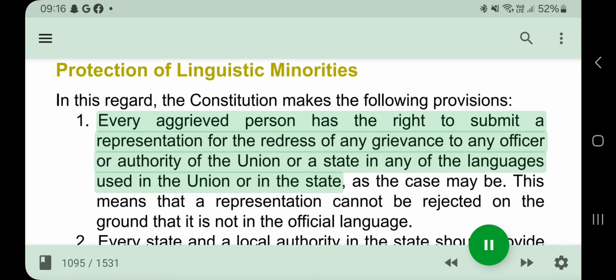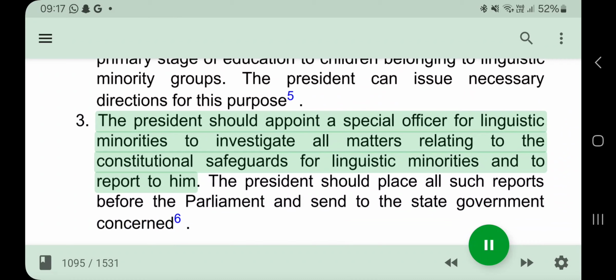2. Every state and a local authority in the state should provide adequate facilities for instruction in the mother tongue at the primary stage of education to children belonging to linguistic minority groups. The President can issue necessary directions for this purpose. 3. The President should appoint a special officer for linguistic minorities to investigate all matters relating to the constitutional safeguards for linguistic minorities and to report to him. The President should place all such reports before the Parliament and send them to the state governments concerned.